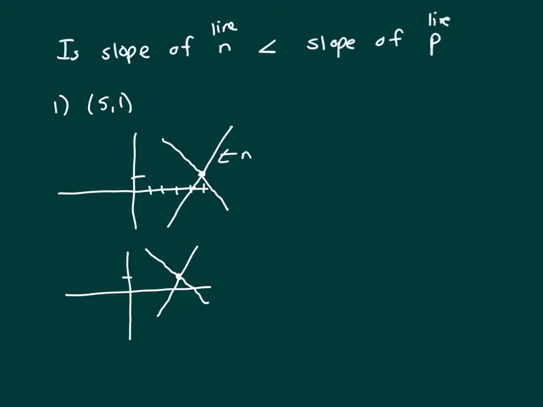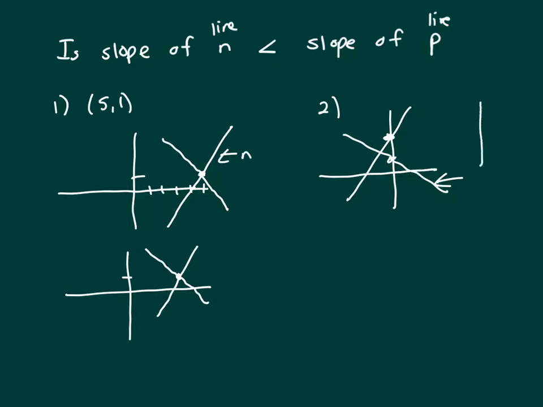Clue 2 says the y-intercept of line N is greater than the y-intercept of line P. Well, that doesn't work either. Let's see. For the same reason, it says the y-intercept of N, so it depends on which way N's going. So if N's got a positive slope and P's got a negative slope, the y-intercept is still greater, but this slope is bigger than this slope, positive versus negative. And you could do the same thing vice versa.